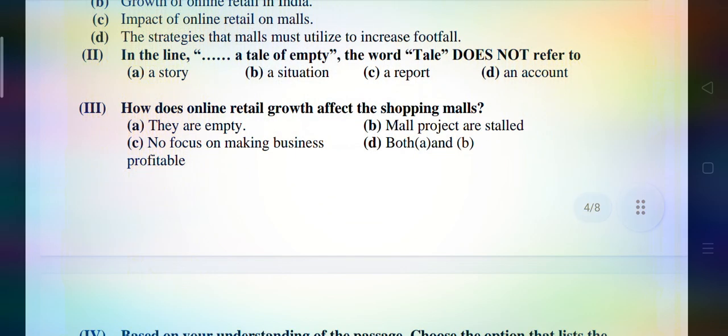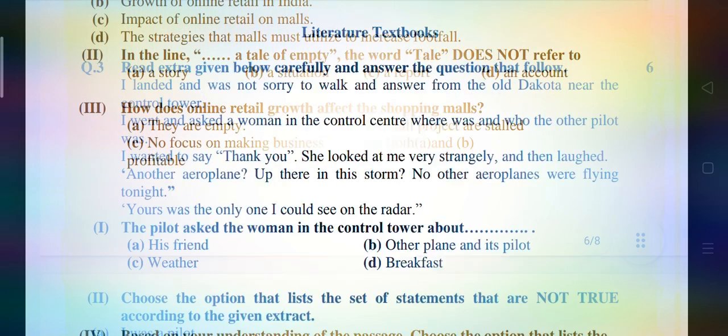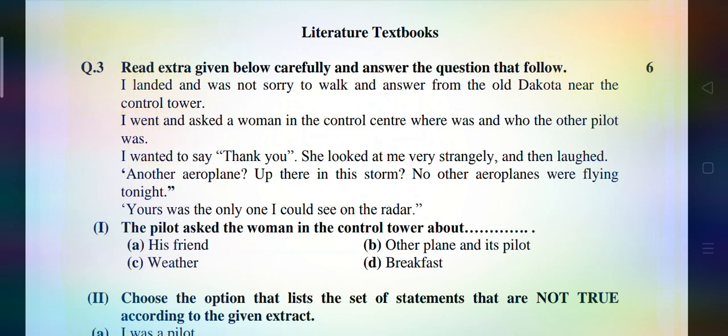Now we will go through question number 3. Read the extract given below carefully and answer the questions that follow. Read the extract. You have to go through this extract very carefully. Thereafter, answer the question.